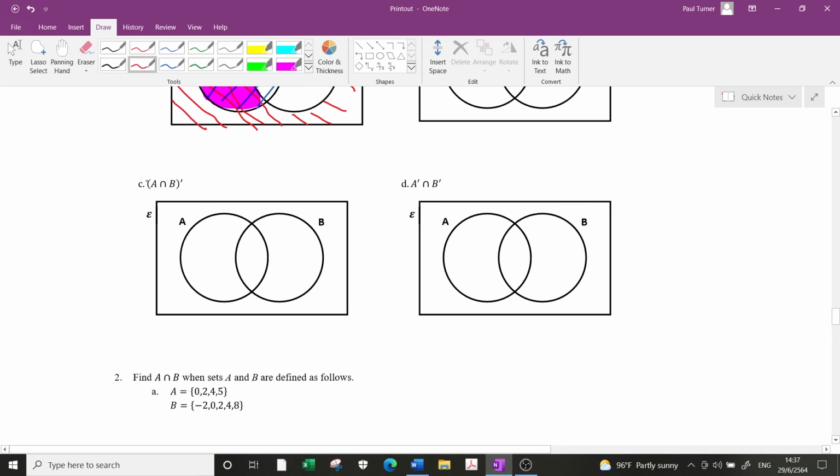What about this one? A intersect B, but not that. So not A intersect B. Well, A intersect B is here, isn't it? So you need to shade everything that is not that. So not A intersect B. A intersect B is in red here. So not that would be everywhere around that. Okay, so in yellow there, that's your solution. And you should rub out the extra working here for the lines. You don't need that.